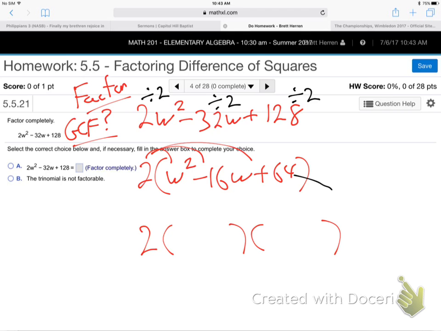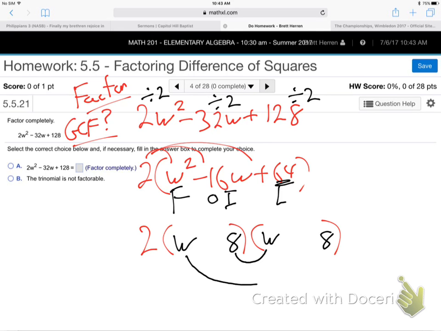And now, can you factor what's left? Now we do FOIL on what is left. So finish that up. What times what is 64? 8 times 8. All right. No signs yet, no pluses, no minuses. Now do the little happy face arcs. You're happy, you're almost done with this problem.